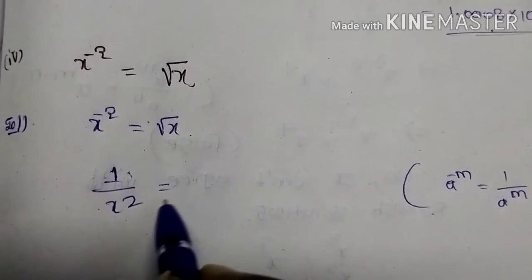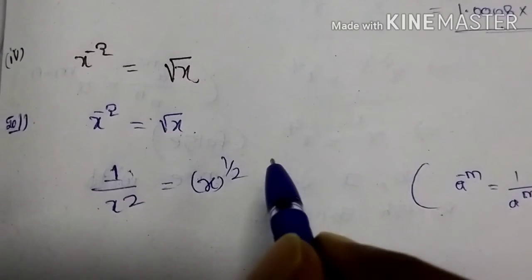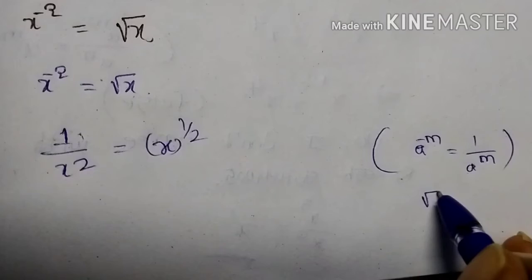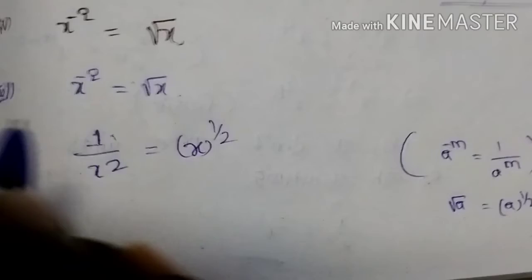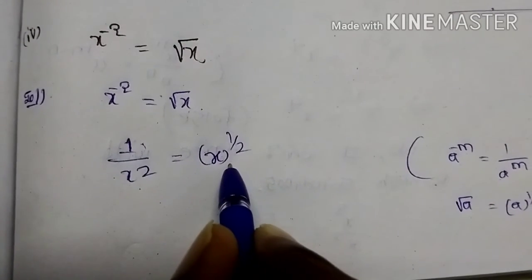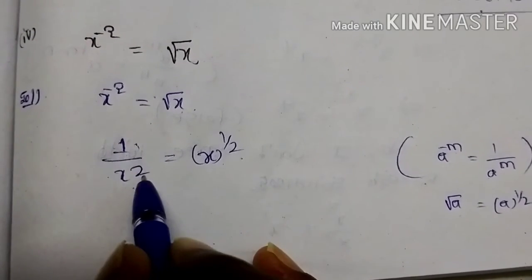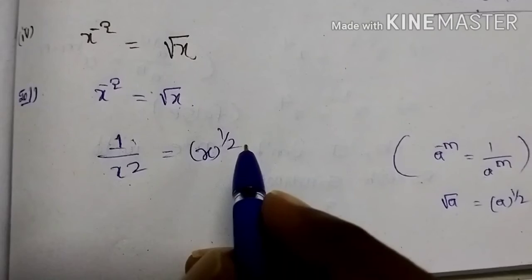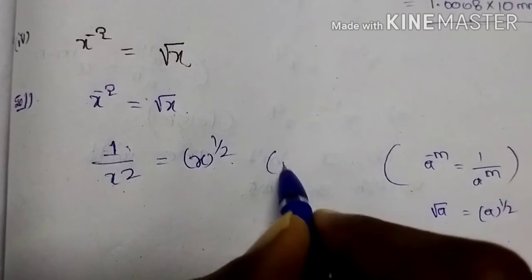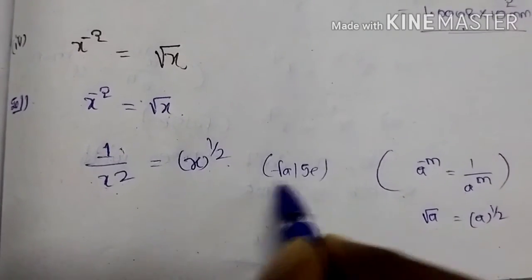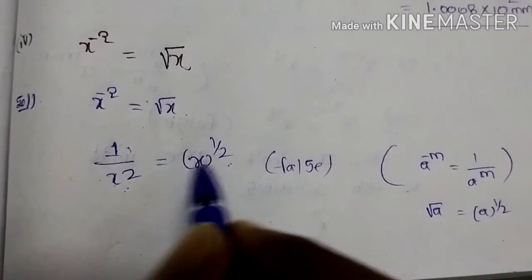Utilizing that, I have written here 1 by x square is equal to root x, which means you know that x to the power 1 by 2. Yes or no? Yes. Why? Because you know that root a is equal to a to the power 1 by 2. See here it is 1 by x square. This is x to the power 1 by 2. Are both equal? Just observe here. It's not possible. They are not equal. You can write here directly false. 1 by x square is different. X to the power 1 by 2 is also different. Both are not equal.